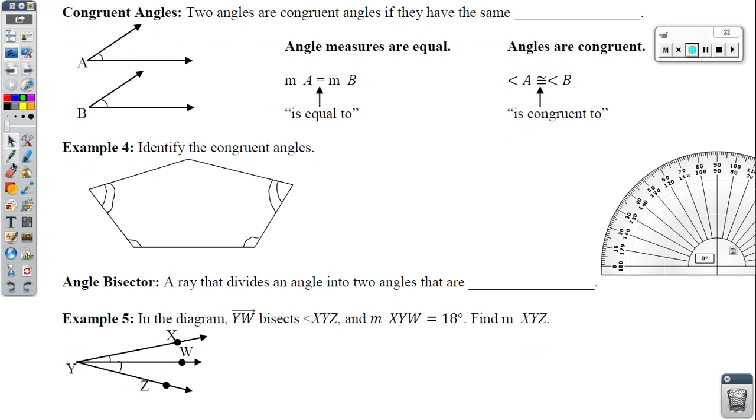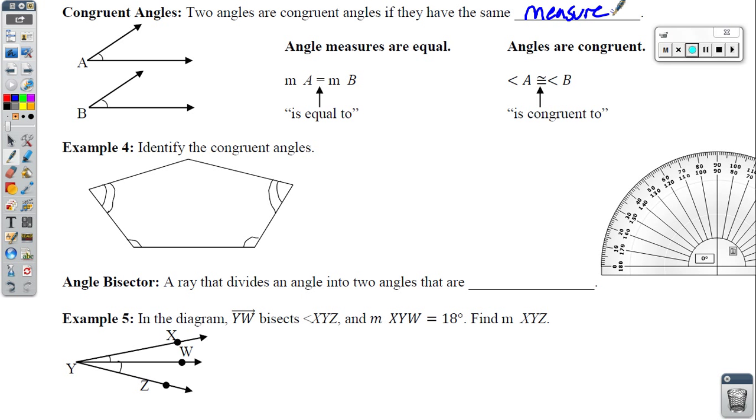All right, so remember that the word congruent is the geometry version of equals. So instead of saying that two shapes are equal to each other, we say they're congruent to each other. And that just means that they're fundamentally the same thing. So two angles are going to be congruent if they have the same measure, so the same number of degrees. So just like if two segments have the same length, then they're congruent. If two angles have the same measure, then they are congruent as well.